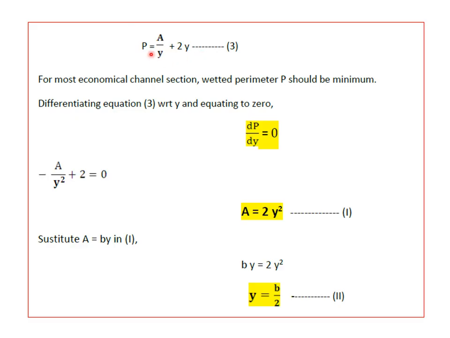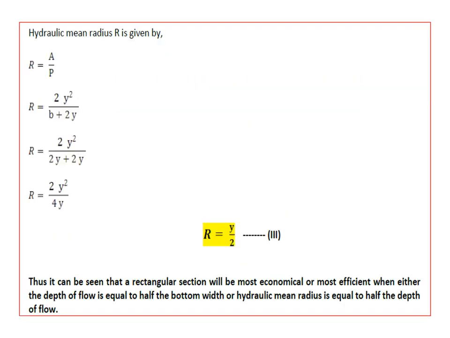So you know that P is equal to A by Y plus 2Y. So differentiating, since A is a constant, it is minus A by Y square plus the differentiation of 2Y, which is 2, and it will be equal to 0. So therefore, the first condition is that the water area has to be 2 times Y square. But you know that A is B into Y, so B into Y should be equal to 2Y square. So Y cancels. Therefore B is 2 times the depth of flow, or the depth of the flow should be half the bottom width. So this is the condition.